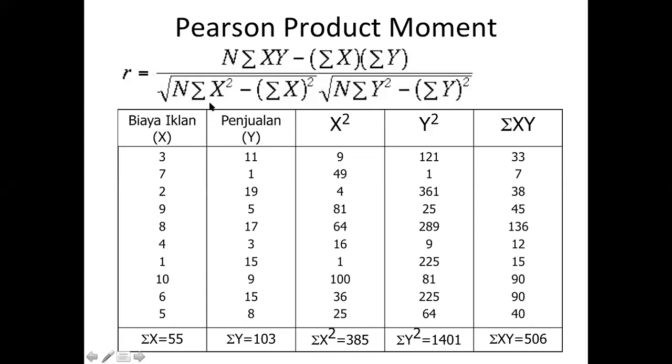And then here is the sum of x squared. So you square all x's here, and then you sum it up, and then you have this. And here is the sum of y squared. You square all the y, and then you sum it up. So now we can put the scores into the formula. We can use the formula to find out the R, the correlation coefficient.